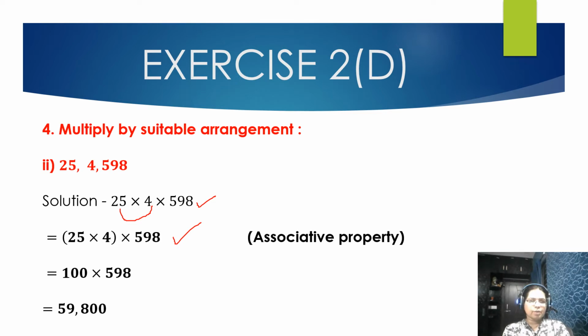100 multiplied by 598 equal to 59,800. So we get 25 multiplied by 4 multiplied by 598 equal to 59,800.